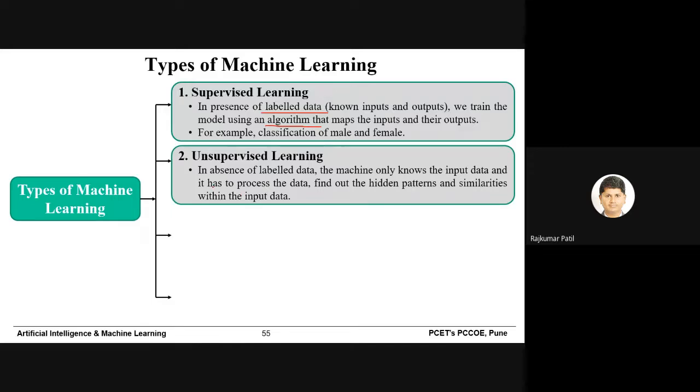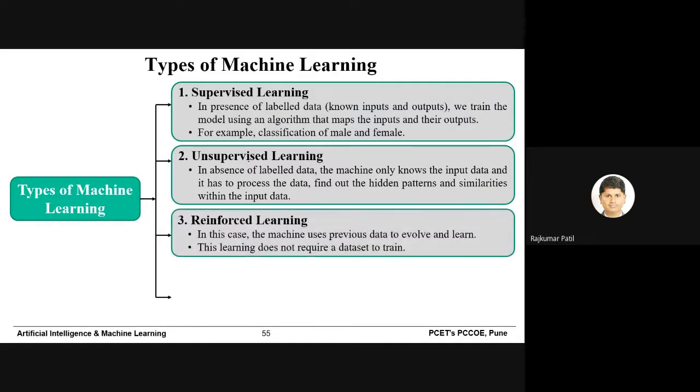However, in case of unsupervised learning, there is no labeled data. Data would be there, but it will not be labeled. And you need to develop a machine learning algorithm such that, based on the patterns or similarities of that unlabeled data, the model will predict what the product is. So this is unsupervised learning.